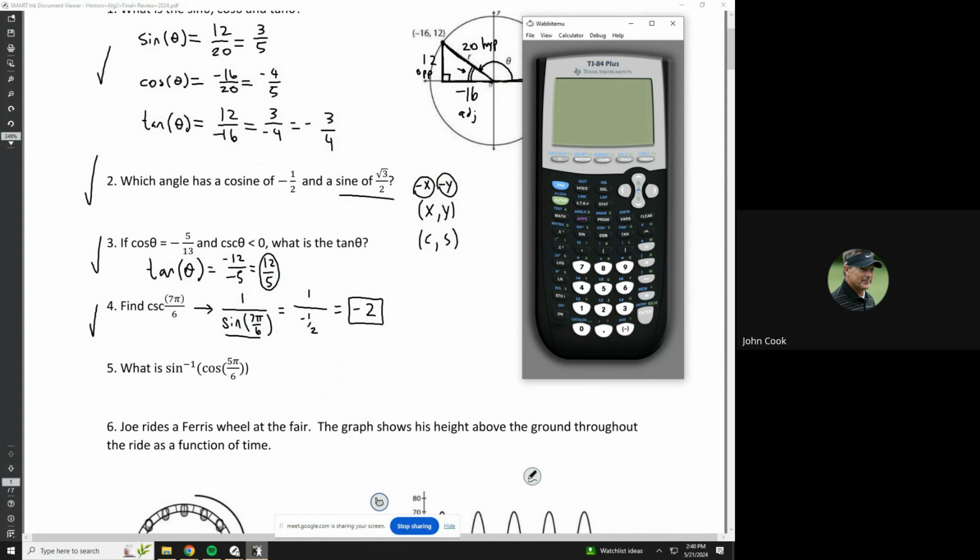But you can also do this on your calculator. You can calculate cosecant. You just got to remember that it's 1 over the sine of the angle. So you can type in your calculator 1 over the sine of 7 times pi over 6, and then hit enter. And sure enough, you'll get the same number, negative 2, so long as it's in radian mode, the correct mode. Okay, so that's number 4.